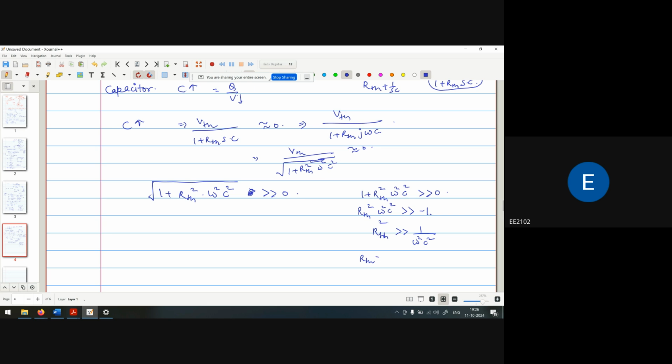So RTH should be greater than 1 upon omega C. Or we can say 1 upon C should be less than or equal to omega times RTH, or C should be greater than 1 upon omega RTH. This is the consideration of capacitor value.